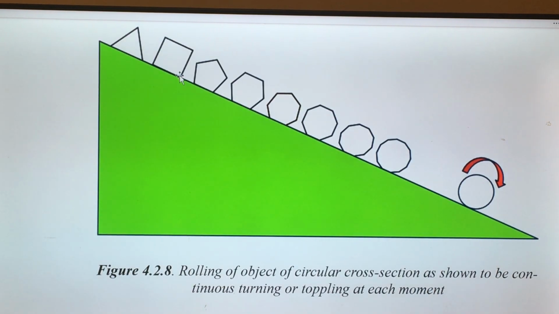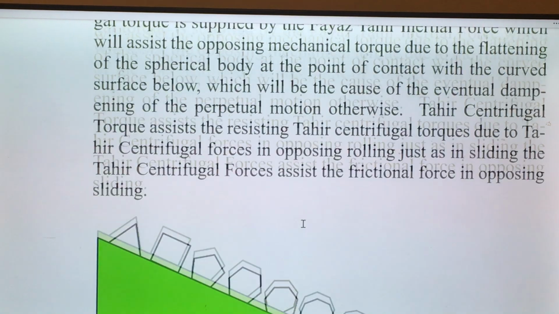The rectangle topples here, the pentagon topples here, the hexagon topples here, the heptagon topples here, the octagon topples here, the nonagon topples here. So eventually, this point of contact of small radius area A, of circular area A, is continuously toppling over. So rolling is basically toppling or turning over at every moment.